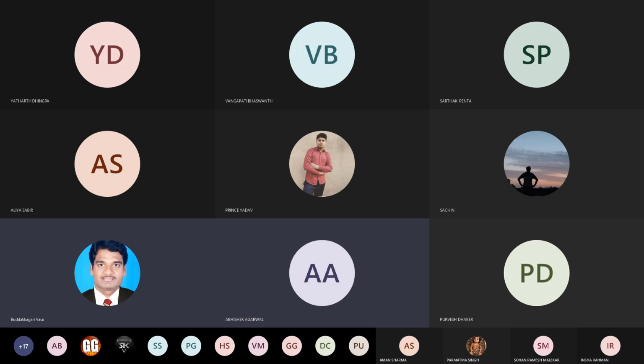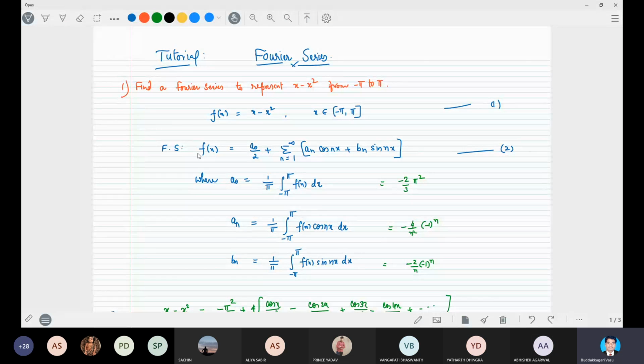The function f(x) is being represented as a Fourier series in an interval of length 2π, as f(x) equals a₀/2 plus the sum of aₙ cos nx plus bₙ sin nx, with the coefficients a₀, aₙ, bₙ equal to 1/π times the integral.